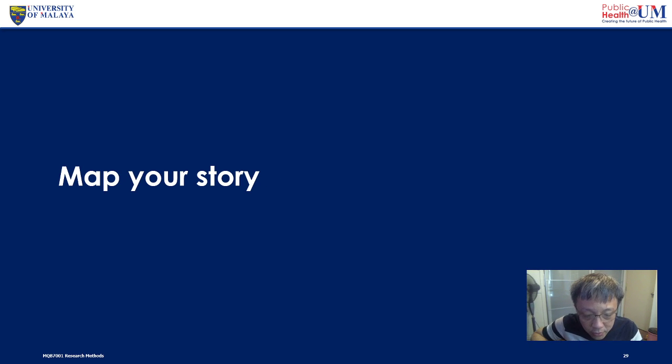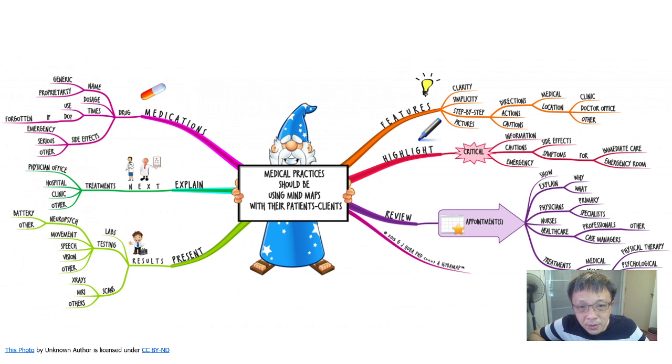Map your story. What do you mean, map your story? Your research question is in the center. So what is related to your research question? This is simple, this is just to show you what a research question is. So you use mind mapping. By mind mapping, basically you're coming up with a research framework for your question. By looking at that, you know what different kinds of framework you want to use.